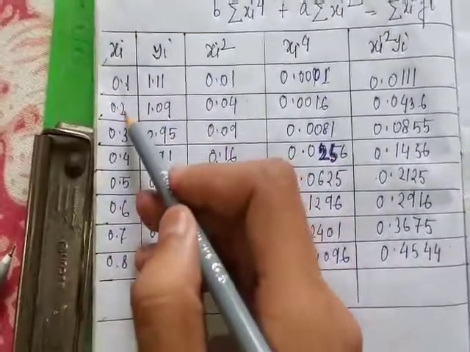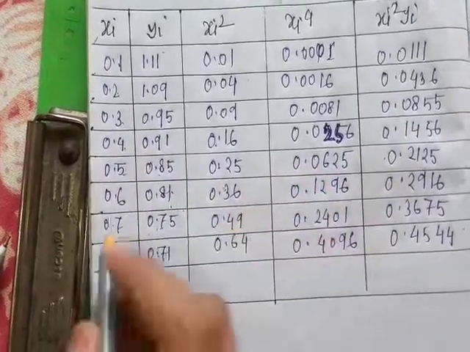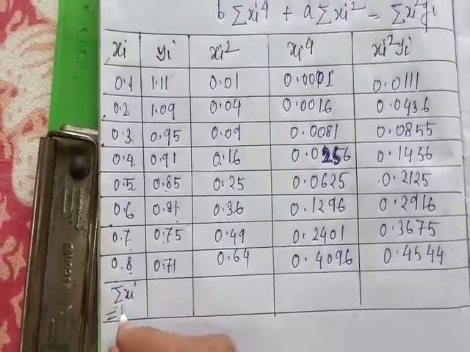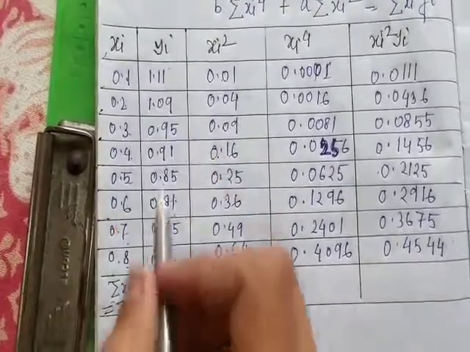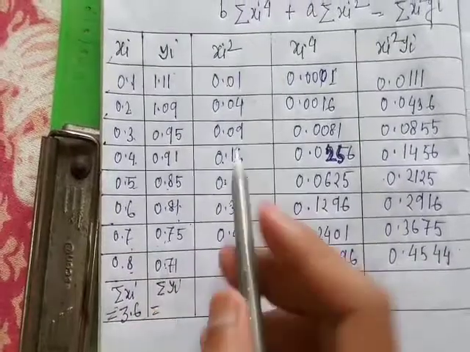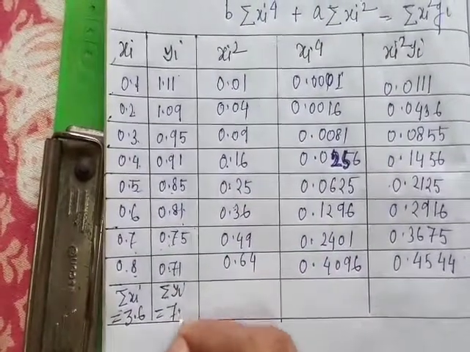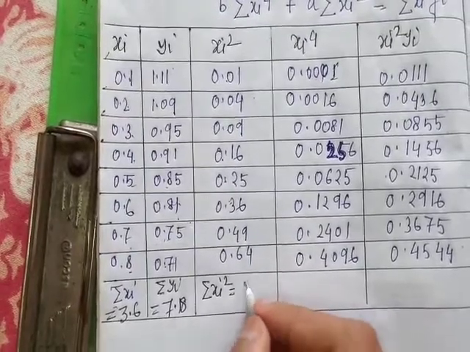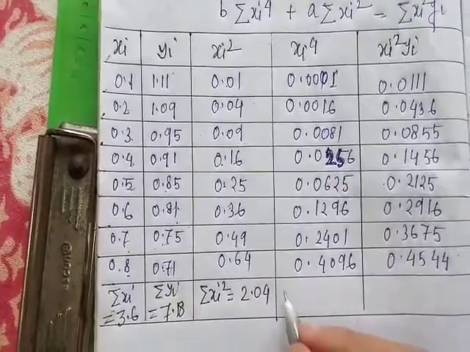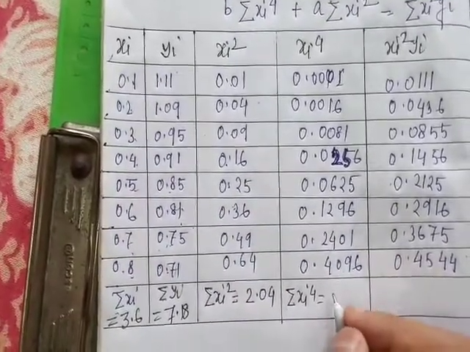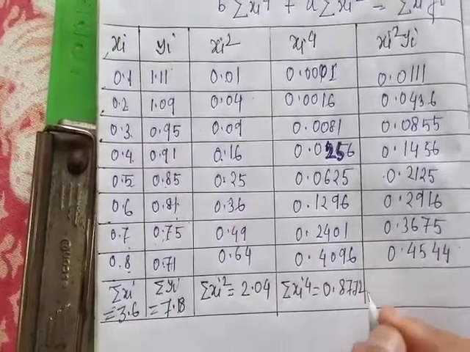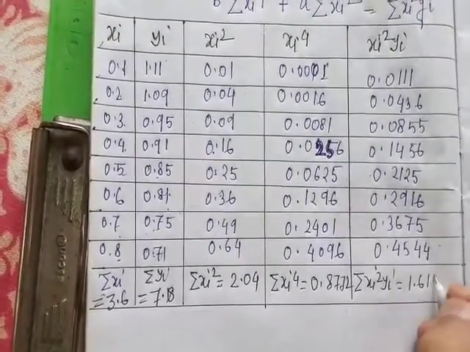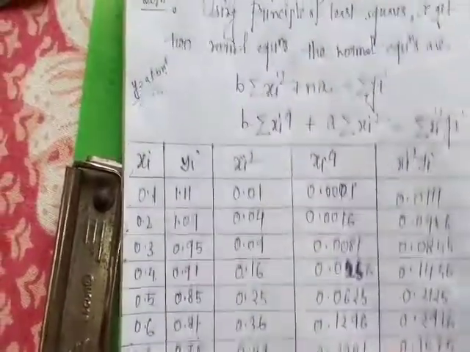Adding these up, summation xi equals 3.6, summation yi equals 7.18, summation xi square equals 2.04, summation xi to the power 4 equals 0.8772, and summation xi square yi equals 1.6118.